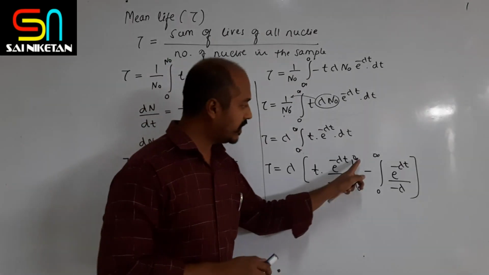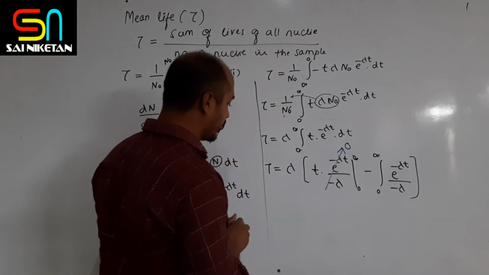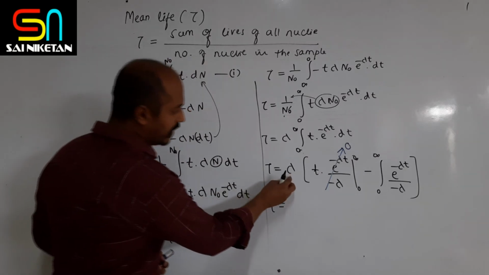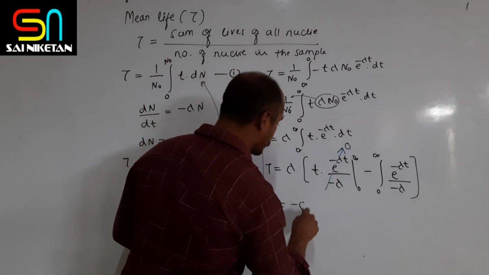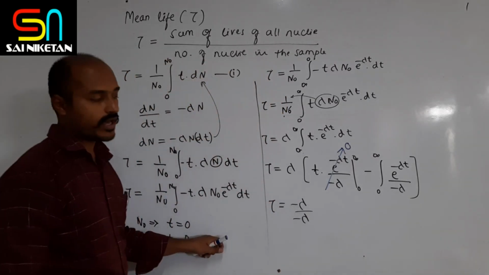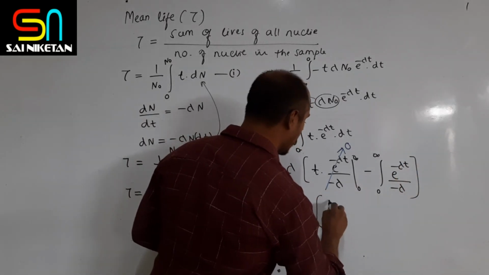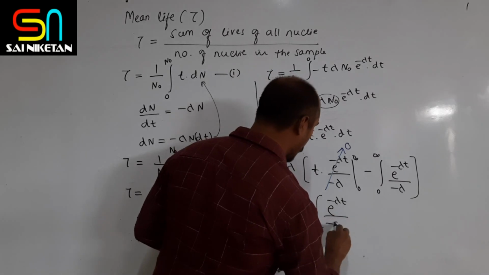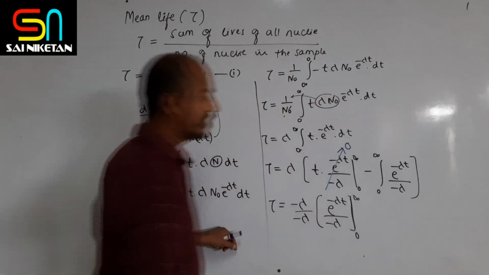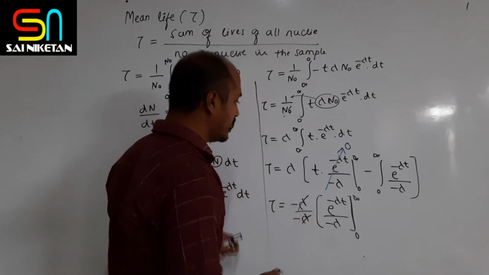therefore, if I apply the limit infinity and 0, this term becomes 0. So for that, I am not writing this term, directly I go for tau is equal to, I am multiplying lambda to this term, minus lambda is there in the denominator, I will take it outside, minus lambda, then I will integrate this thing. Integration of e raised to minus lambda t is e raised to minus lambda t whole divided by minus lambda under the limit 0 to infinity.